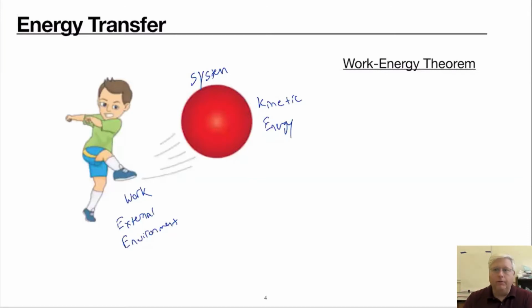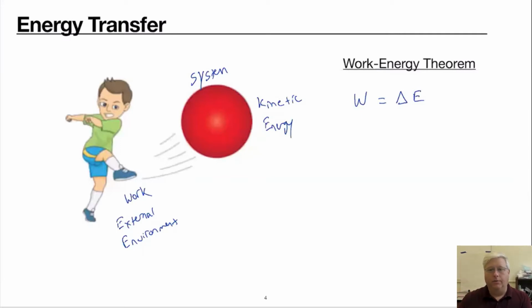We refer to this relationship as the work energy theorem, where we say that the amount of work, which we'll represent with a capital W, is equivalent to the change in energy. We're familiar with the Greek letter delta to refer to change, and we use capital E just for energy in general. Before you kick the ball it didn't have any energy, but after you kick the ball, it now has a certain amount of energy.